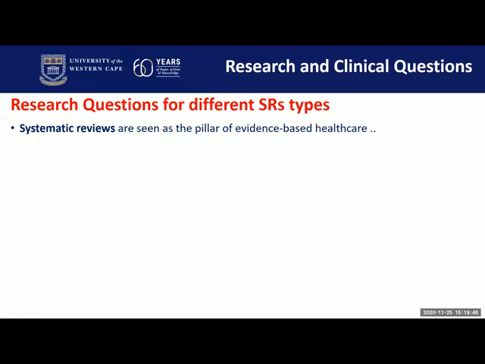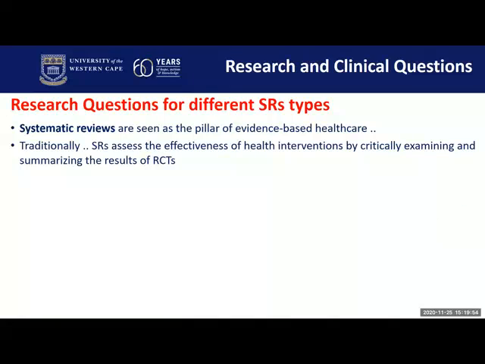And the most classic of all reviews is a systematic review. This is the pillar of all evidence-based healthcare. Traditionally, systematic reviews were used to assess the effectiveness of health interventions by critically examining and summarizing the results of RCTs only. But of course, systematic reviews have evolved over the years.